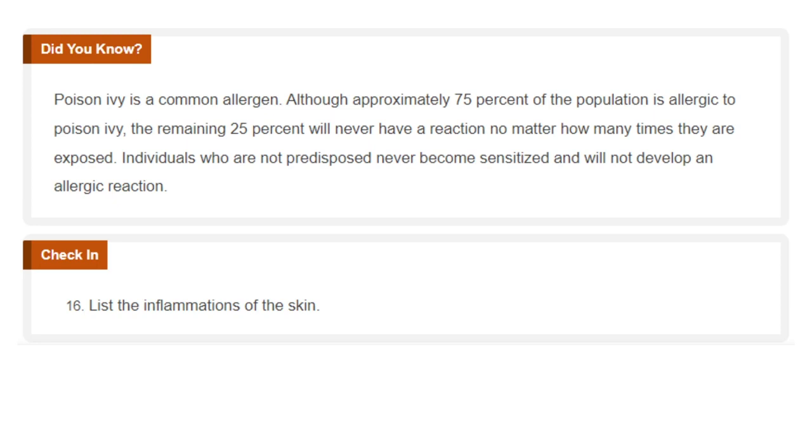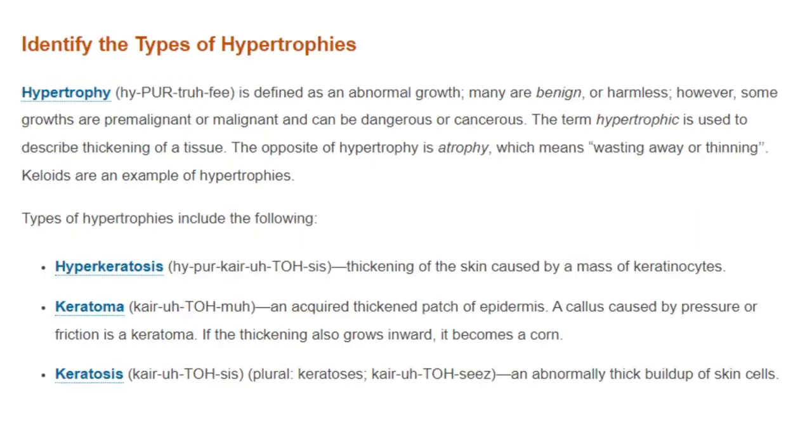Check in. List the inflammations of the skin. Identify the types of hypertrophies.